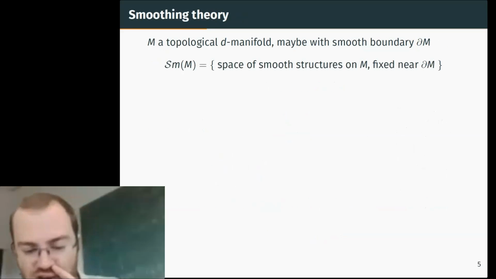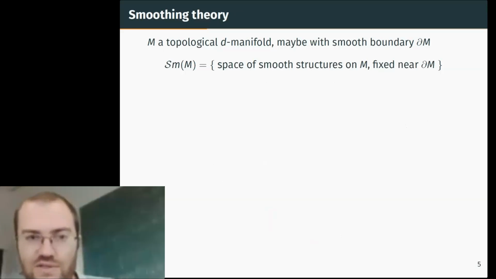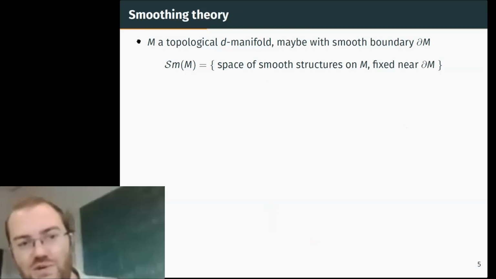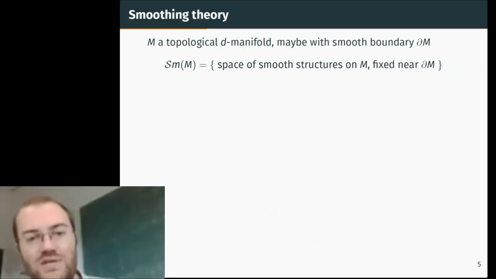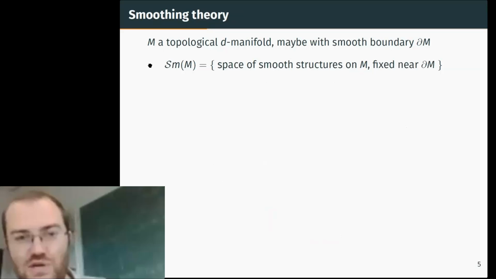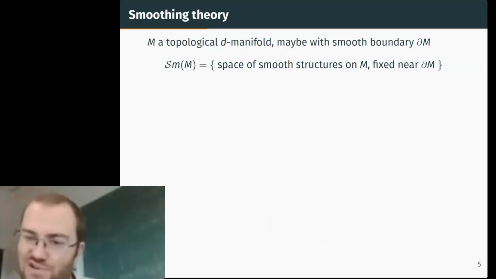And I want to mention how this is related to what's called smoothing theory. So smoothing theory starts with the following situation. You have a topological manifold, and if it has boundary, maybe you assume that its boundary is smooth, and you study the space of smooth structures on that manifold that agree with the given one on or near the boundary. And you have to interpret space a little bit liberally here, so you can't really make a space naively, but there's many ways to make the homotopy type of the space of smooth manifold.